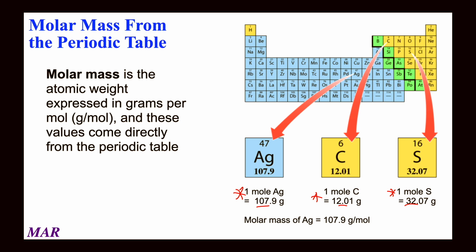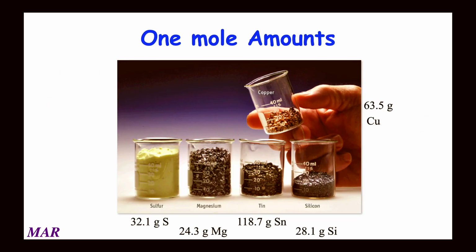So this is another way that the periodic table really helps chemists out. Here's actual mole amounts, and you can see there the different densities which affect it. So sulfur has a lot of density, magnesium too. It doesn't look like you have a lot of silicon or copper, but that's because their density is great. But either way, those numbers that I have there, 63.5 for copper or 32.1 grams for sulfur, those literally are the molar masses on the periodic table.